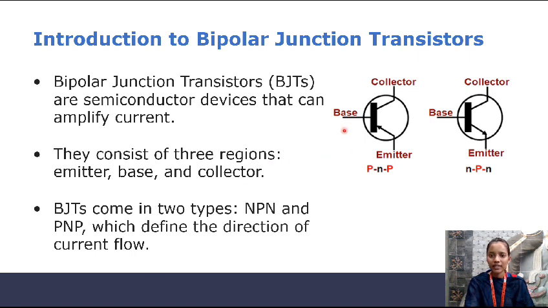In this picture we can say that this is the base, collector and emitter. Collector is P type, base is N type and emitter is P type. It is NPN transistor, base, collector and emitter.